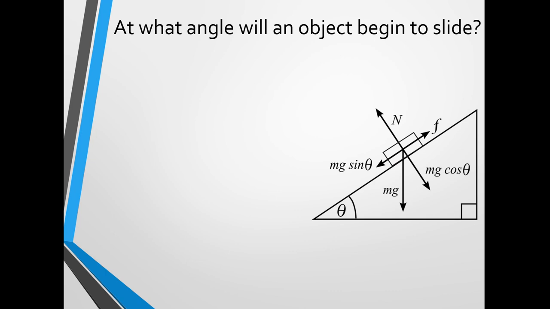An example, well, not really an example, a thing that leads us to a formula. At what angle will an object begin to slide? Well, it's going to begin to slide when the force of friction is equal to the coefficient of friction multiplied by the normal force. As soon as it overcomes that, and the force is greater than the force of friction holding it in place, the object will begin to slip.